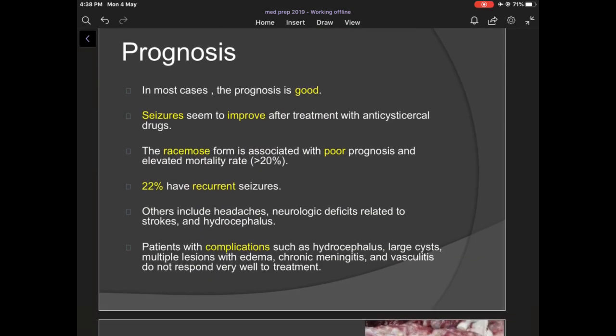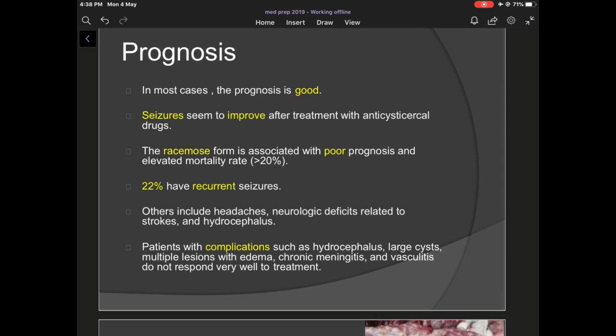Now, what is the prognosis? In most cases, in clinical scenarios, the prognosis is good. Seizures definitely seem to improve. The patient is definitely getting better after treatment with the anti-cysticercal drugs. The racemose form is very often associated with poor prognosis and an elevated mortality rate, which can reach up to 20% or even more. And 22% of the patients with racemose cysts have recurrent seizures.